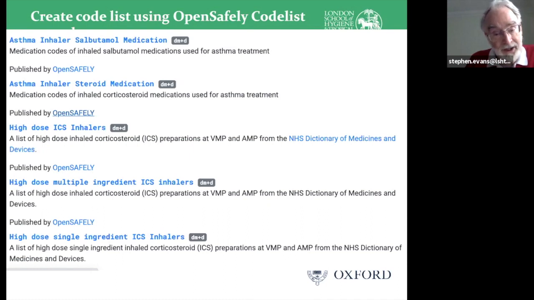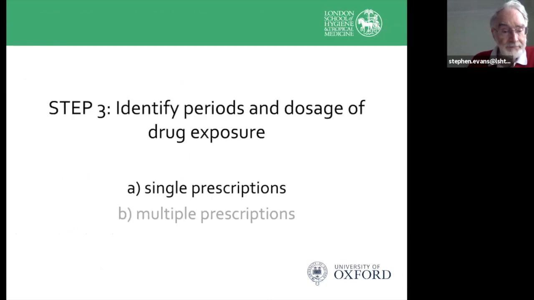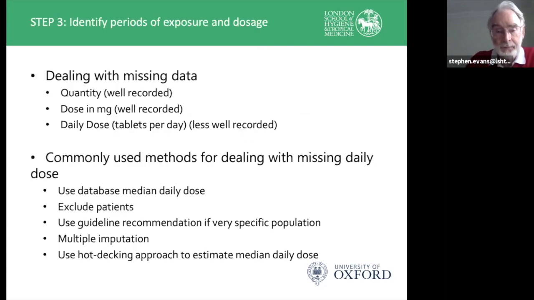And you can see there that it tells you how they were obtained. The NHS Dictionary of Medicines and Devices is a key element for being able to do that. And that is referred to as DM and D generally. So having defined our particular codes for drugs, we then need to identify periods and dosage of drug exposure. And we do that both for single prescriptions and multiple prescriptions.